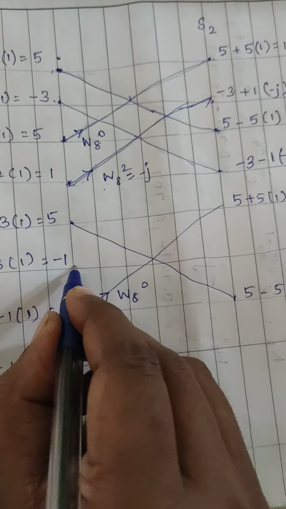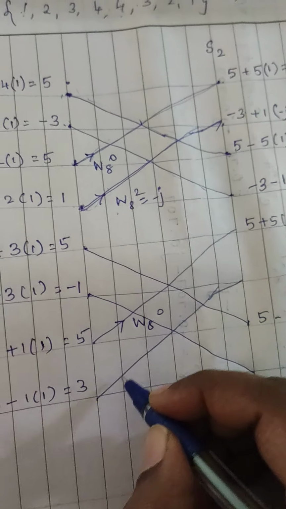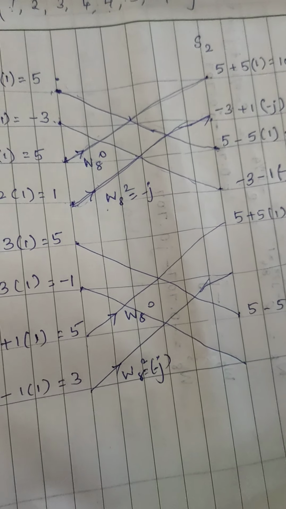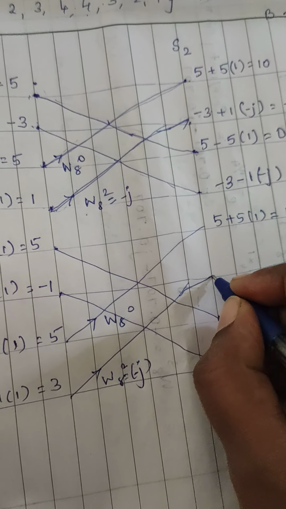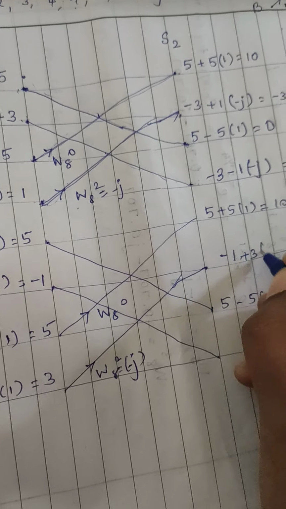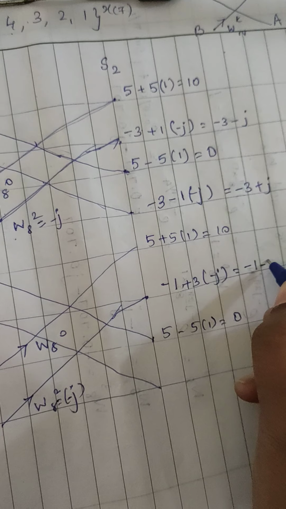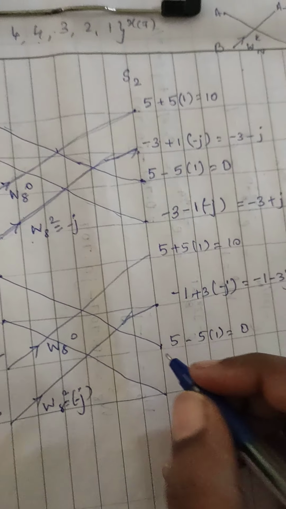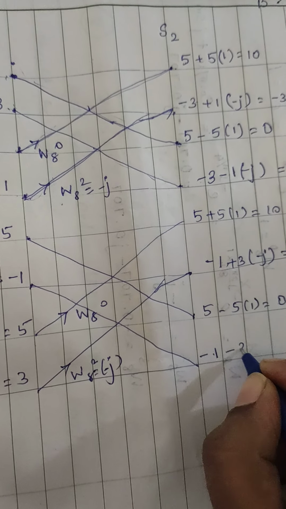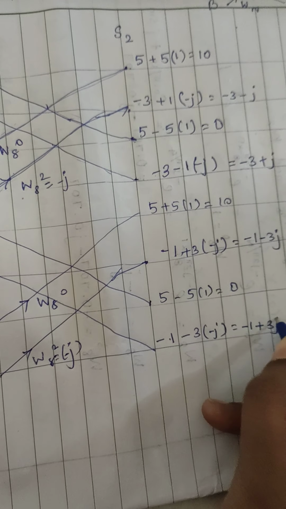Next we will take this one, the third one, and this one. Here the twiddle factor is w8 power 2, which is nothing but minus j. When we take this input, it is a plus b, so minus 1 plus b, which is 3 into minus j. So the answer is minus 1 minus 3j. This one is minus 1 minus 3 into minus j, which is minus 1 plus 3j.